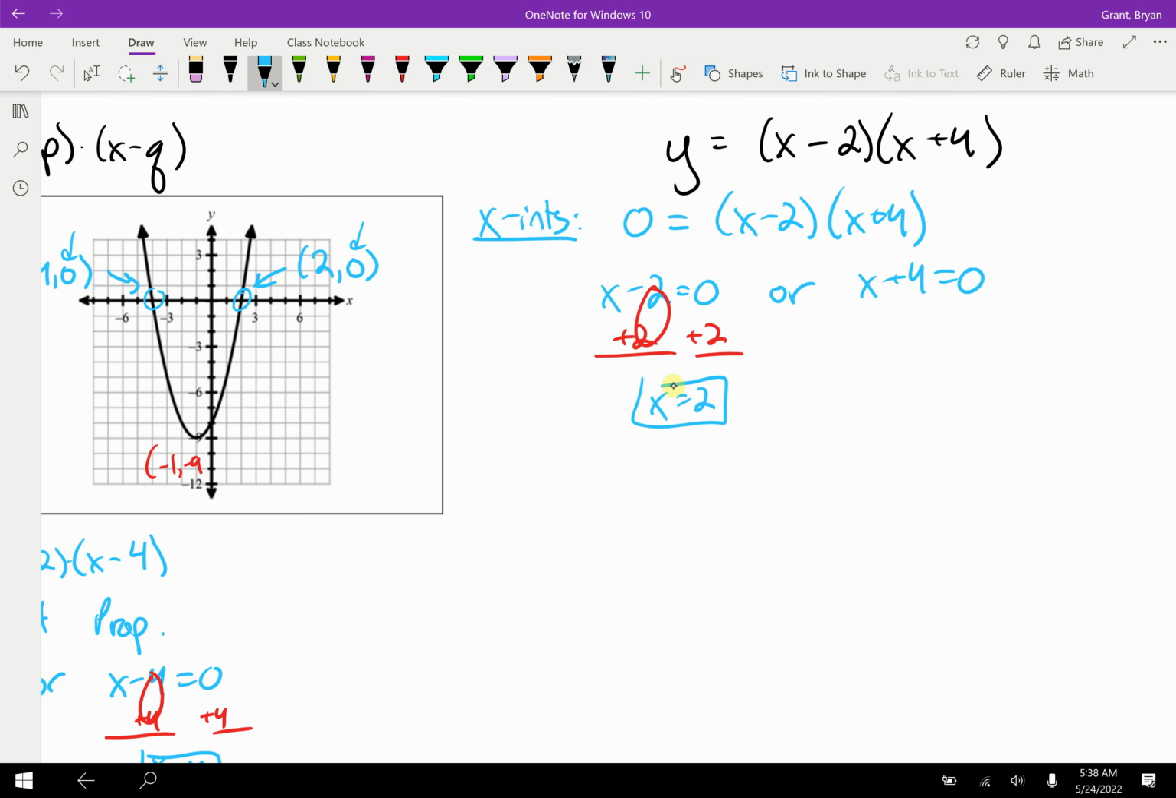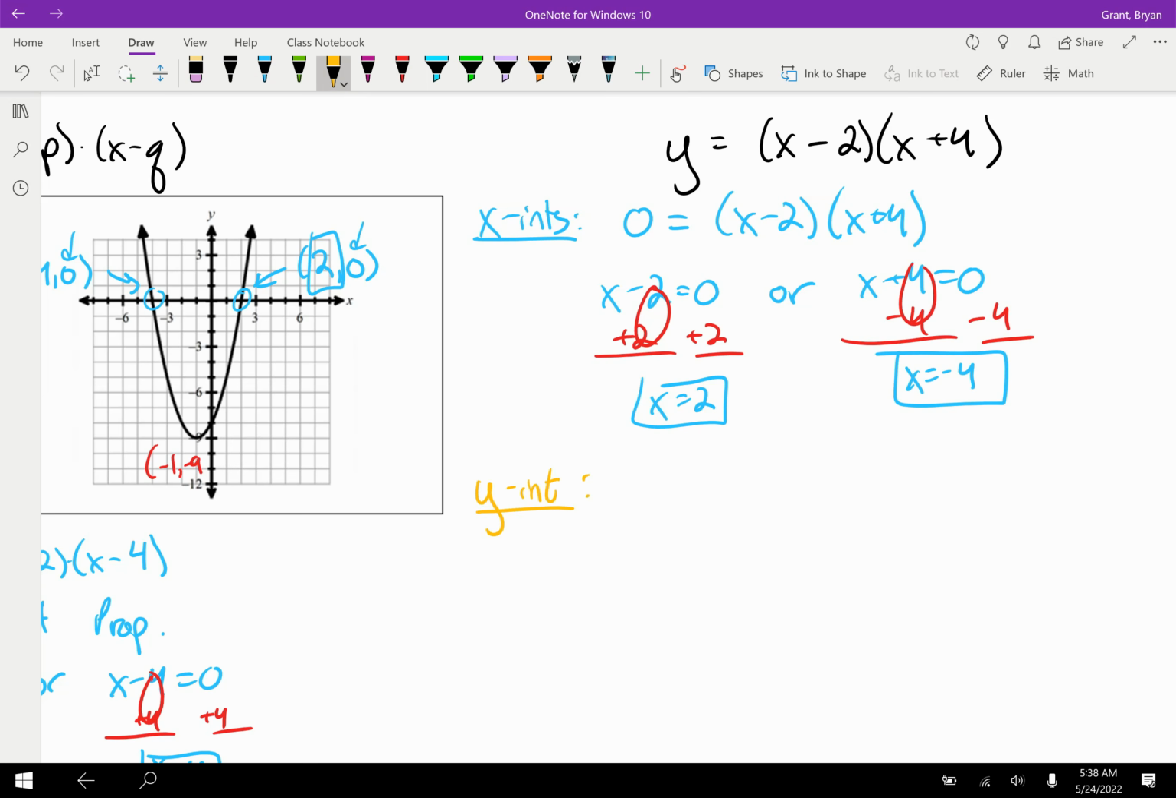That one matches, x equals 2, excellent. And our other one, we subtract 4, and we end up with x equals -4. Whew! X-intercepts are matching. Good so far. I'm not too much of a fraud. Let's go ahead and find that y-intercept.